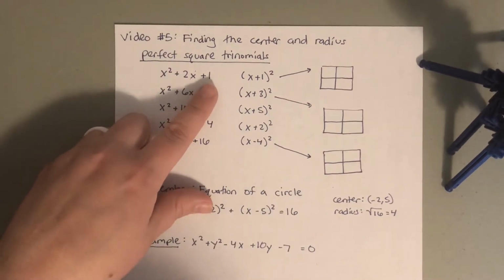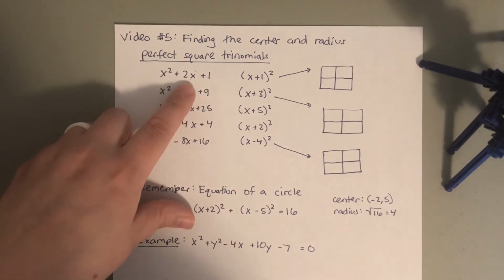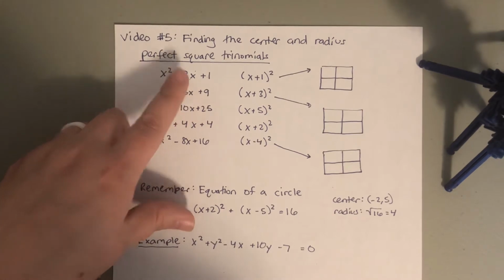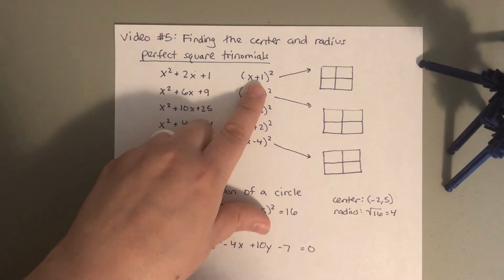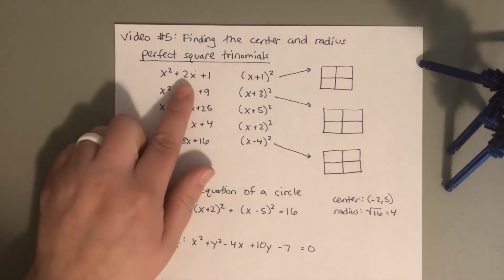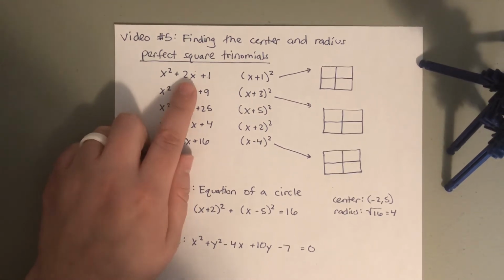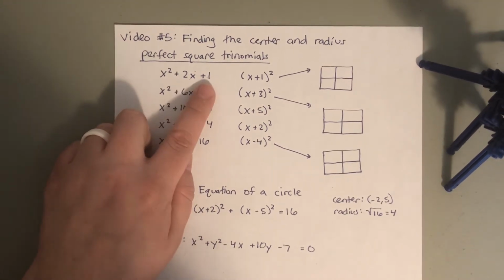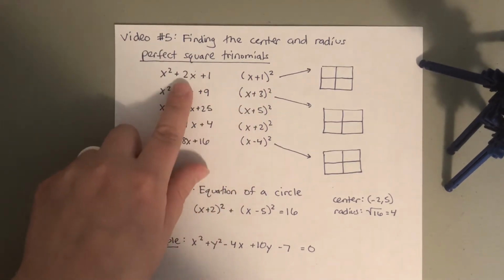Now, as long as your trinomial follows a certain pattern, we call it a perfect square trinomial because it can be written like this. And this is really helpful when we're writing equations for circles. Now, that pattern is that whatever this middle number is, the one with the x, so here it's a 2, if you take half of that, so 1, and then you square it, 1 squared, you should get the last number. If that's the case, you can write it like this, where this number is half of that.